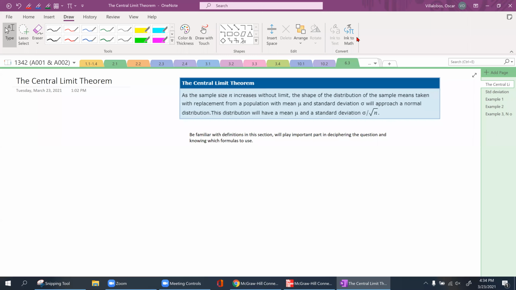Hello class, welcome back. Today we're going to continue on section 6.3, the central limit theorem. It's going to be very important for you to know the definitions in this section. By now we should have already skimmed and read this section in the book. You want to focus on the definitions, not memorizing them, but knowing them. So go ahead and take time, you may pause the video and read the definition for the central limit theorem.